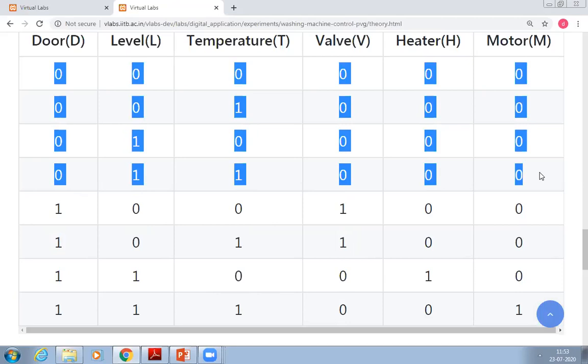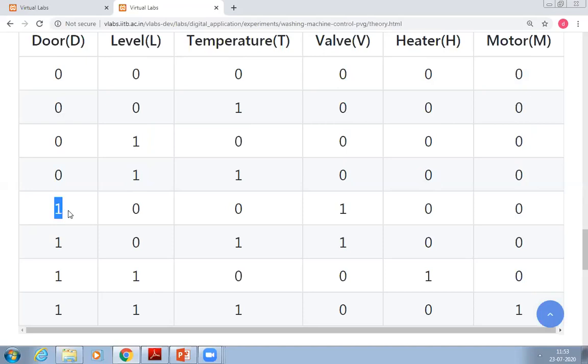Okay, so output, that means water valve, heater and motor, so all are 0 0 0. Now see, first thing, when door is open, water level is 0 and temperature is 0. In that case, your water valve will be turned on. So here in the output, water valve will be turned on, so here it is 1. Rest, heater and motor is 0 0.